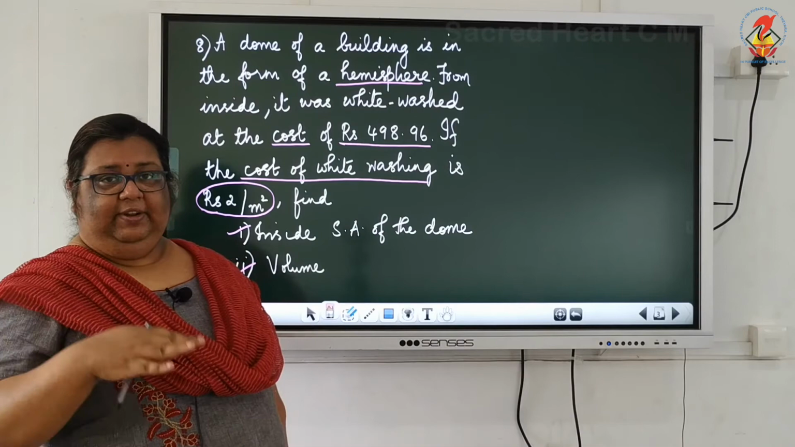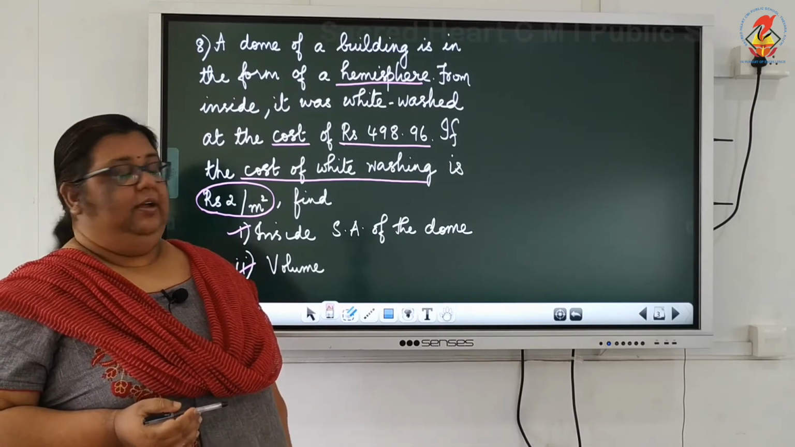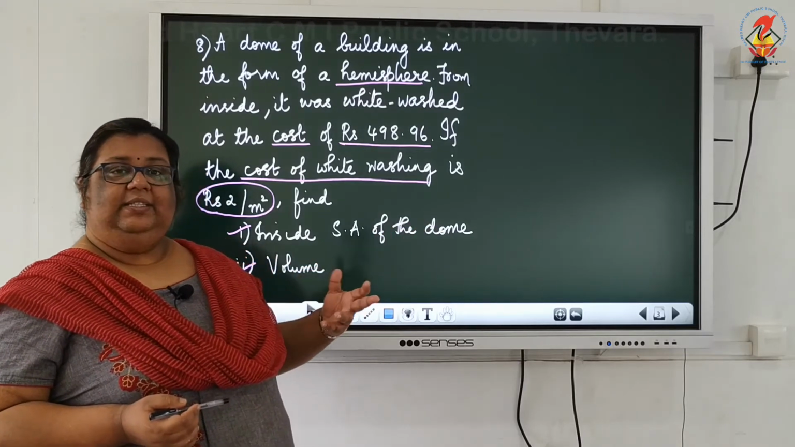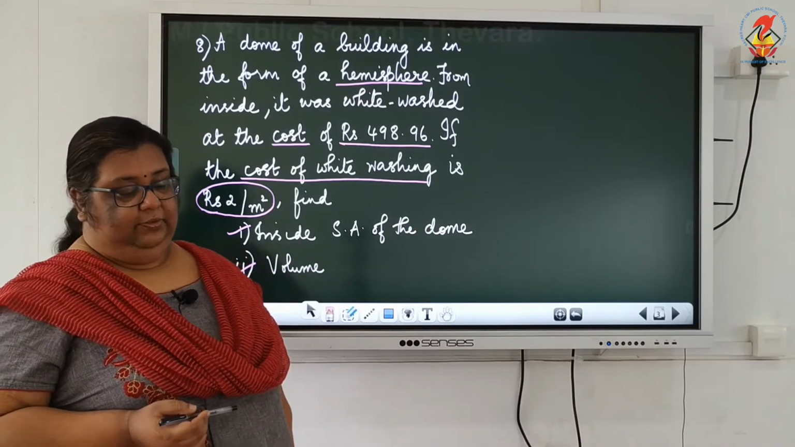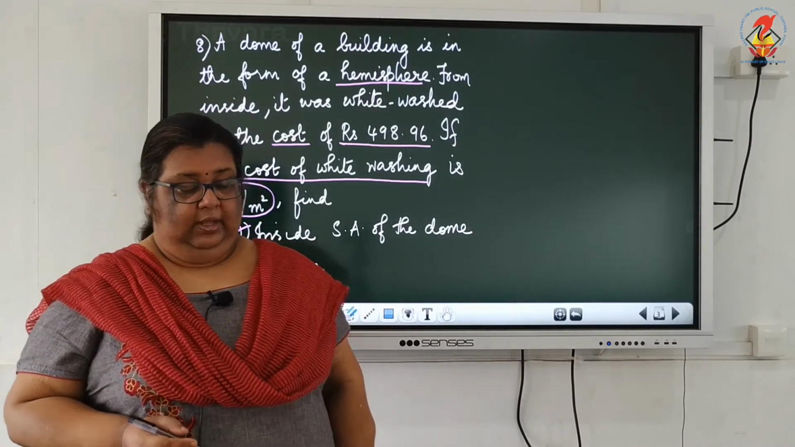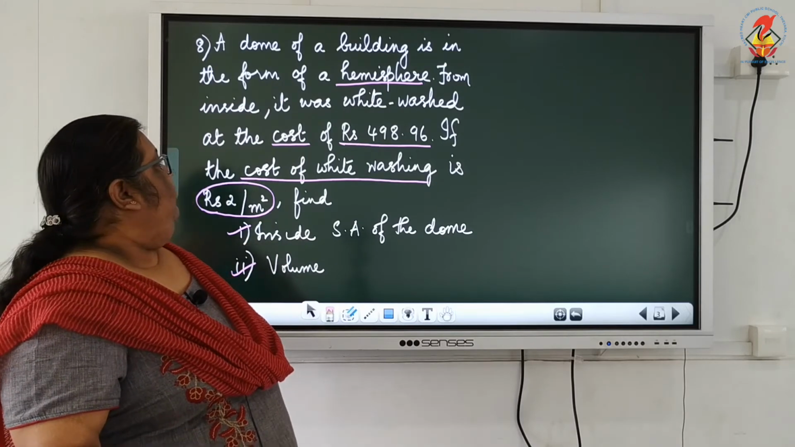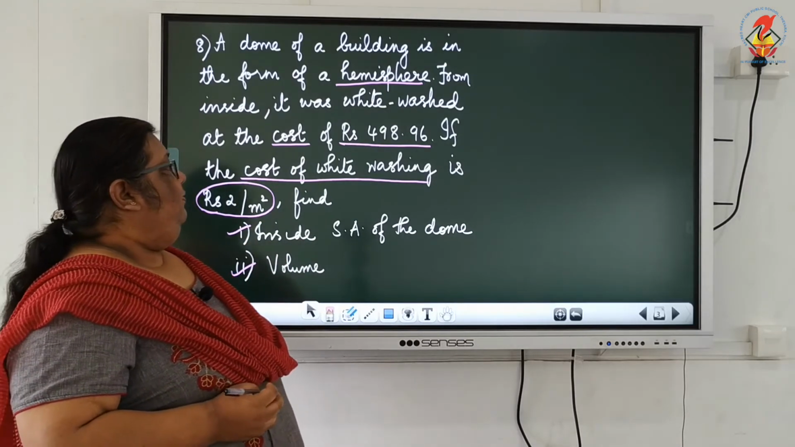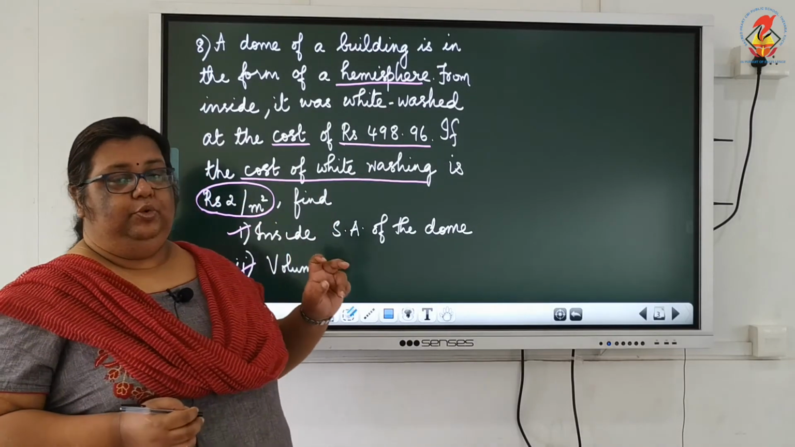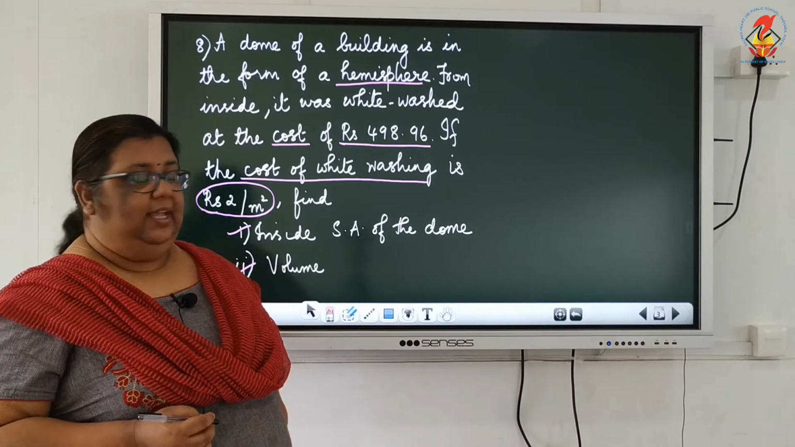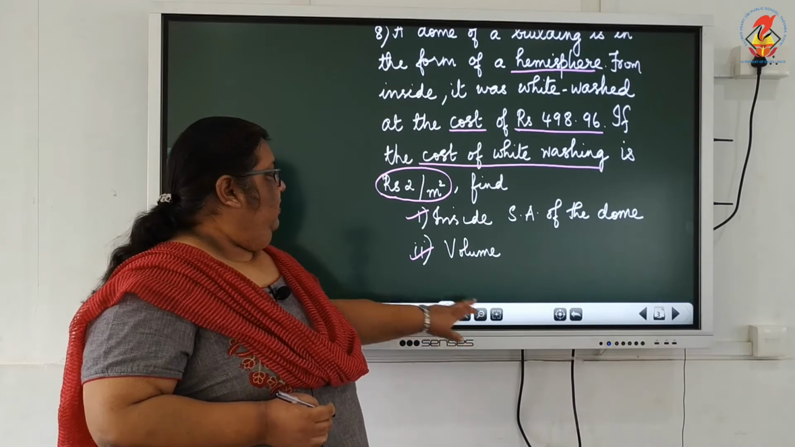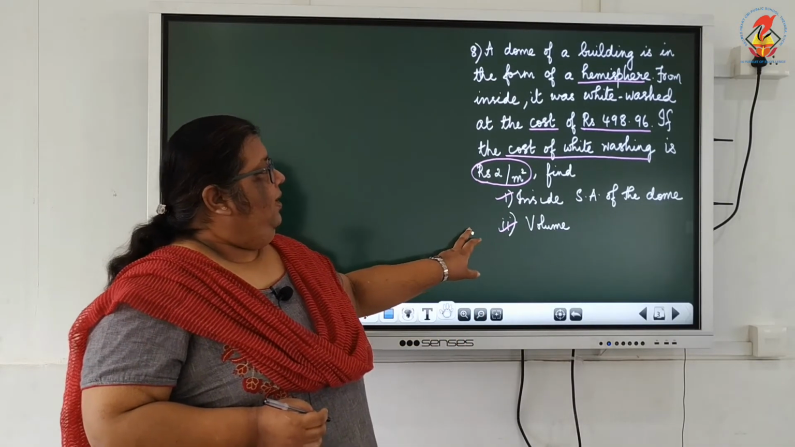Inside surface area of the dome. Children, dome, it is given that it's in the shape of a hemisphere. We need to find the surface area of the dome inside. CSA of the hemisphere you need to find. And then you need to find the volume of the hemisphere. And it is given that the total cost is 498.96. For 1 meter square, the cost is 2 rupees. You need to find the CSA and the volume. How will we do the problem? Just think, children. What was a formula and all that we learned?